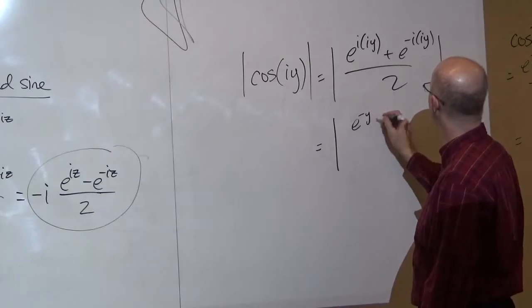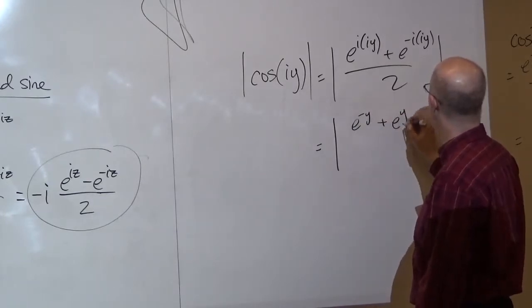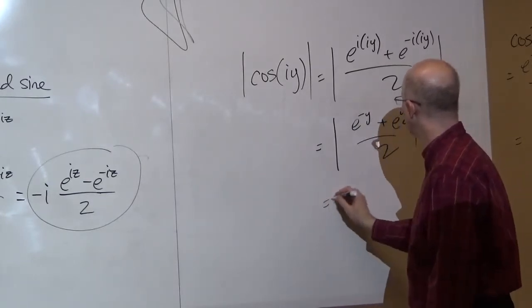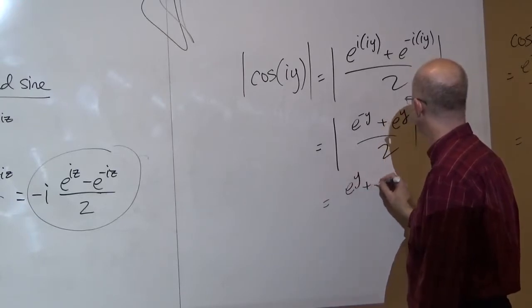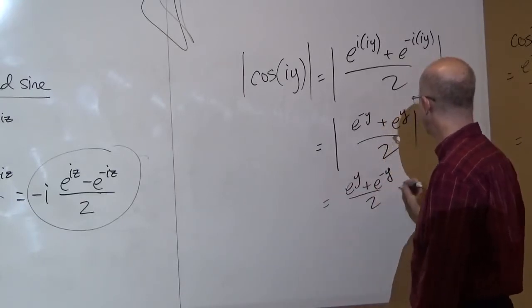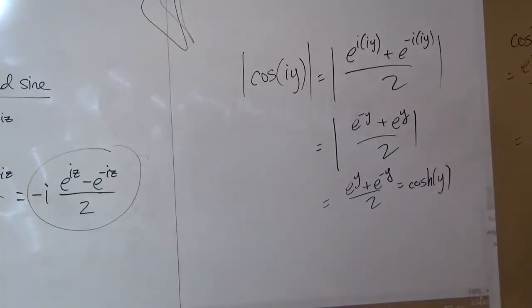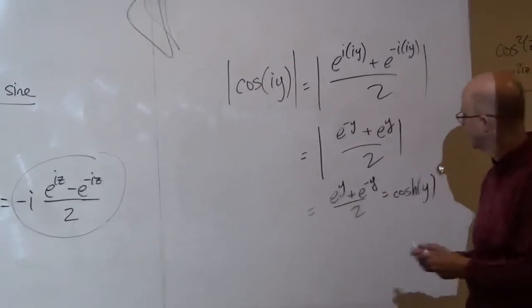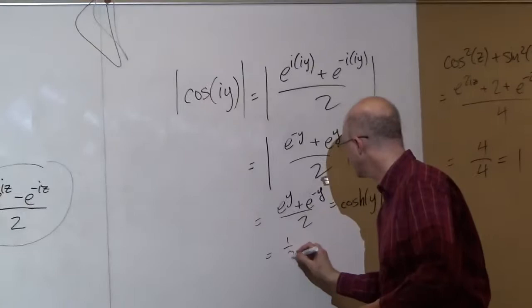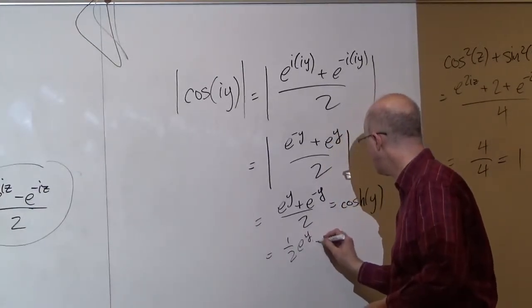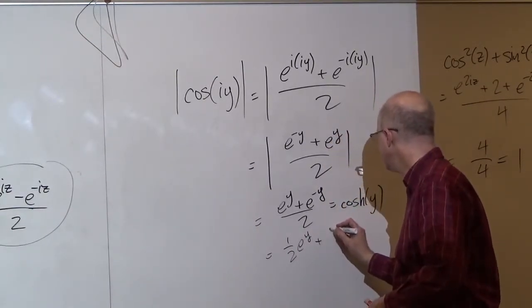We get e to the negative y plus e to the y over 2. We get this expression. We get really the cosh function applied to y. And if you think about that, try to imagine graphing that as a real valued function here. What would its graph look like? You're really doing a linear combination of 1/2 e to the y, or e to the y and e to the negative y.